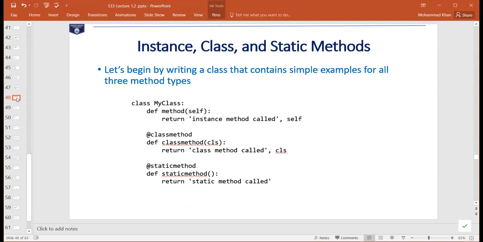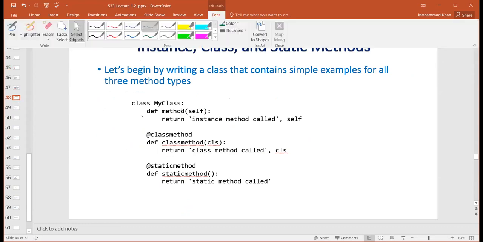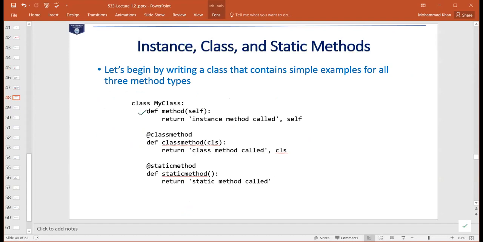So if we want to declare an instance method, it's the normal method of classes. We just write def and then the name of the method, and the first argument should be self, because if it wants to use any of the object local variables or instance variables, it needs a self argument, and then we can have other arguments.